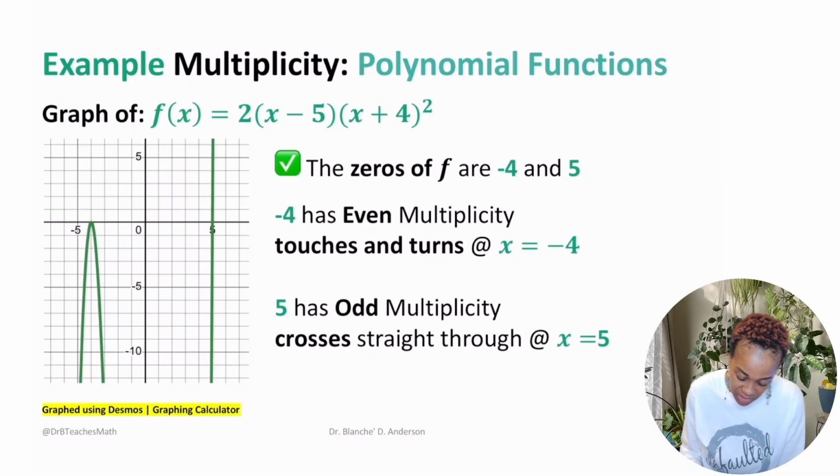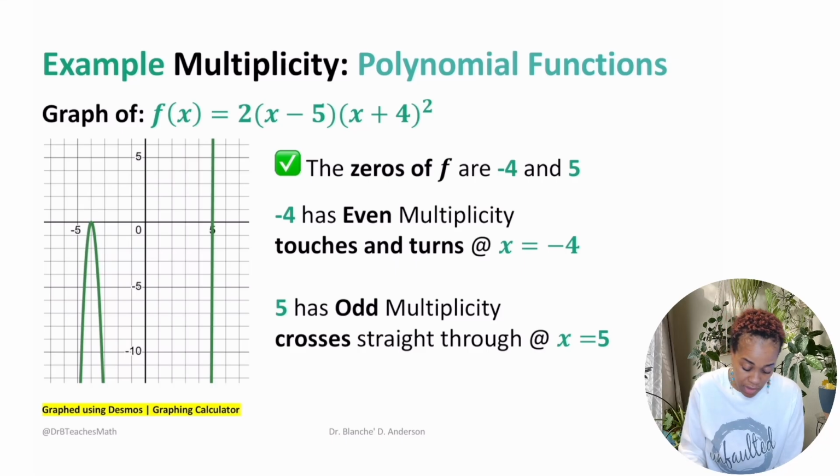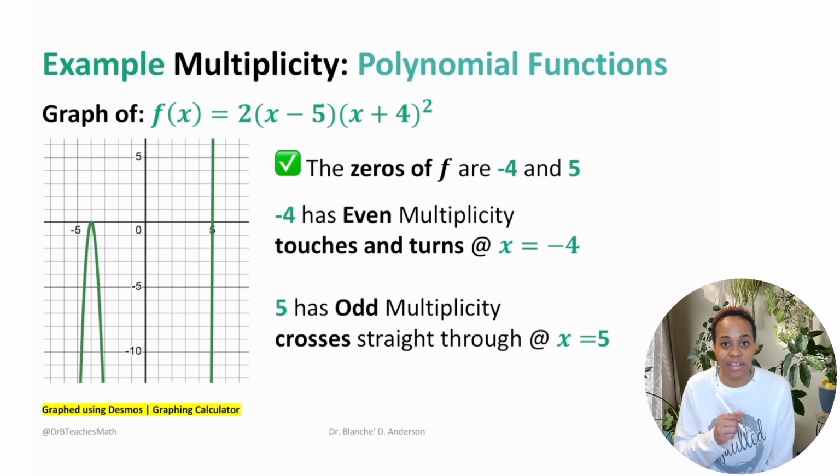Multiplicities. We said the zeros were -4 and 5, right? -4 had an even multiplicity. So like we said, it touches and turns. Good. And then 5 had an odd multiplicity. So that means it's going to slice straight through that 0. The 0, the x-intercept, the root, the solution, however you want to call it.